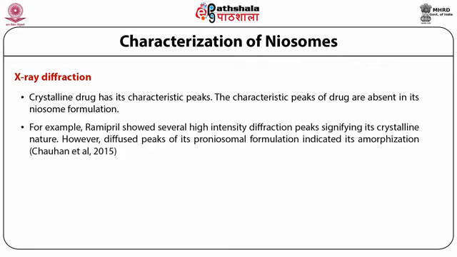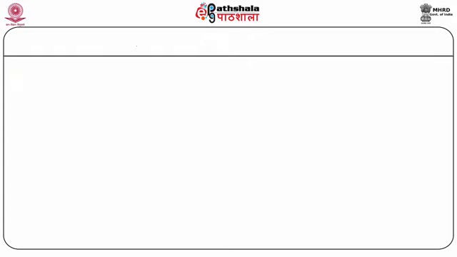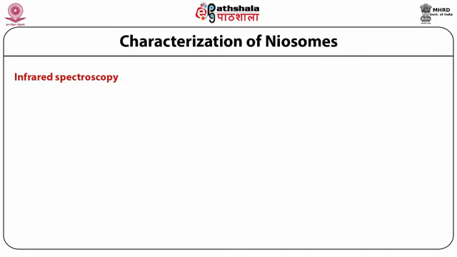For example, ramipril showed several high-intensity diffraction peaks signifying its crystalline nature. However, the diffused peaks of its proneosomal formulation indicated its amorphization. Infrared spectroscopy.